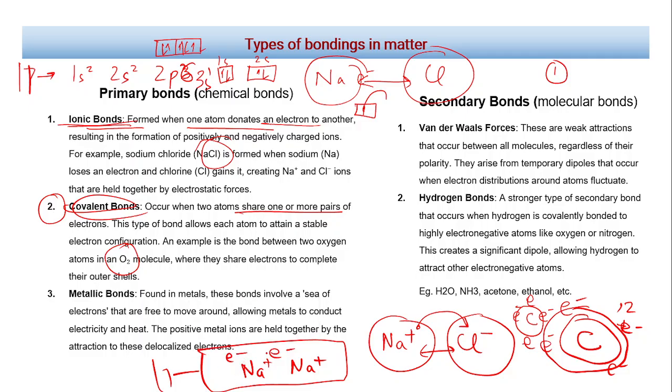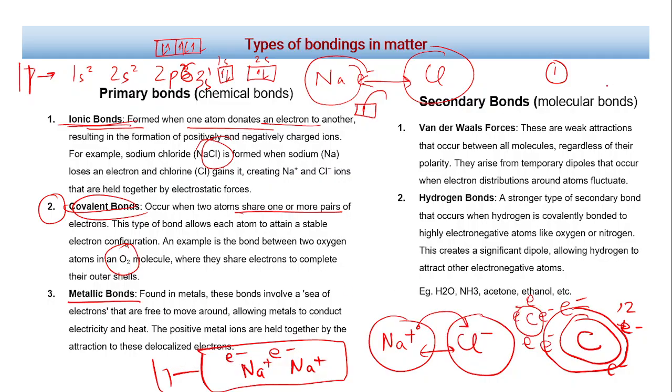These electrons are very loosely bound, and because they are all over the material, we call it a sea of electrons, and they are free to move around, allowing metals to conduct electricity and heat. The positive metal ions are held together by attraction. These positive ions are not moving anywhere, but the valence electrons are moving around everywhere. So these are called metallic bonds.